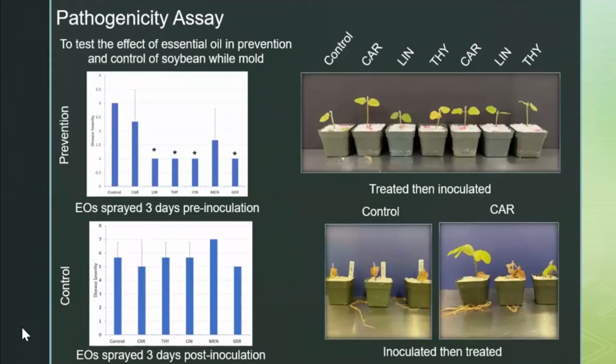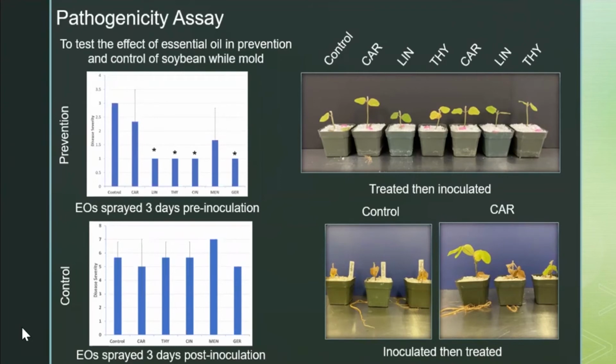Our final approach, to identify an essential oil that worked best in a control or preventative strategy, was utilized through a pathogenicity assay. Here, soybean seedling infection severity was scored in 2 different management practices. The first group of soybeans were inoculated with white mold first, rested for 3 days, then treated with essential oil to test the effects in a control strategy. The plants were then left for a week's time, and the disease severity was scored on the 7th day.